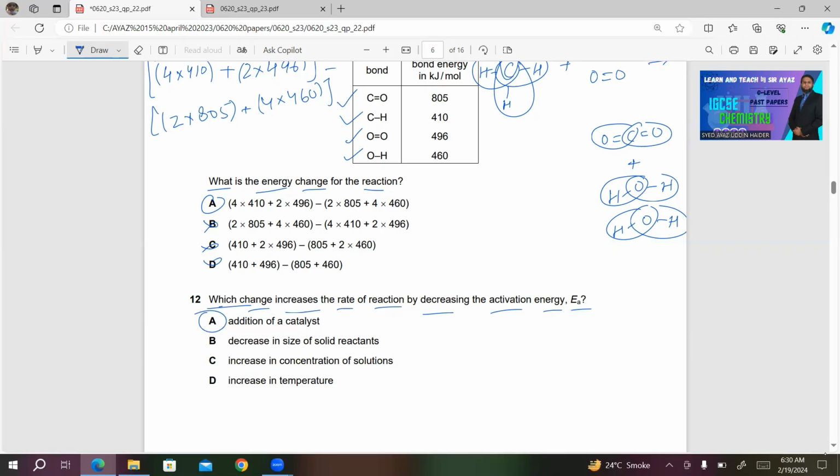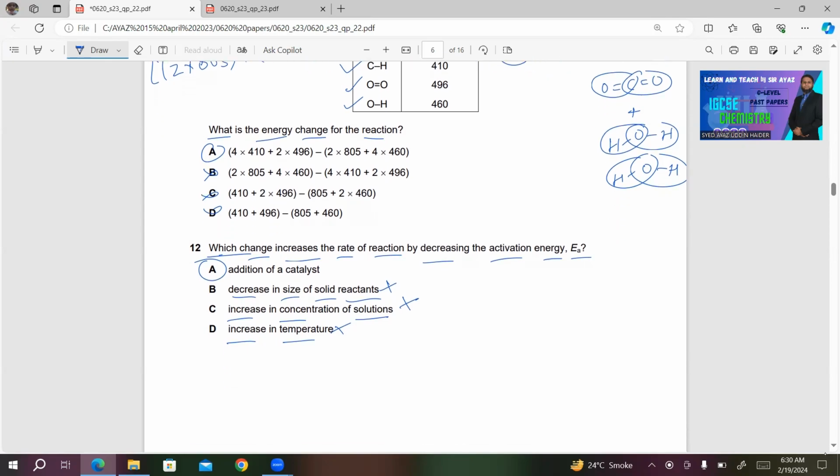For your convenience, I am reading the other choices also. Choice B, decrease in size of solid reactants. No, this also increases the rate of reaction, but this does not decrease the activation energy of the reactant. So this is incorrect. Choice C, increase in concentration of solution. This also increases the rate of reaction, but this does not decrease the activation energy of the reaction. Now, increase in temperature. Temperature increase means you are not decreasing the activation energy. You are increasing the energy of the reacting particles. So this is also incorrect.